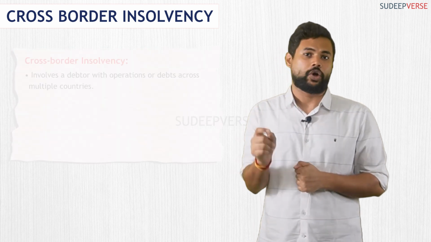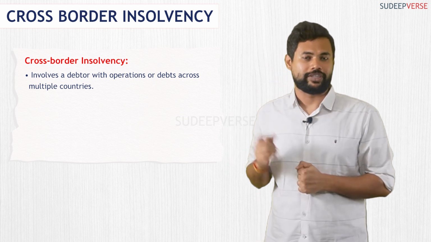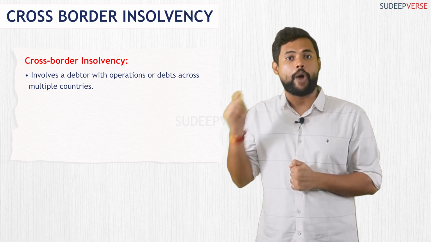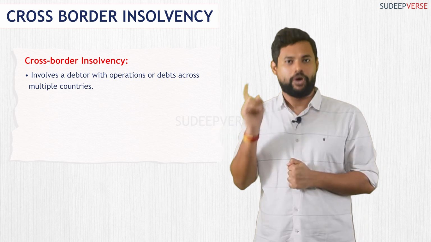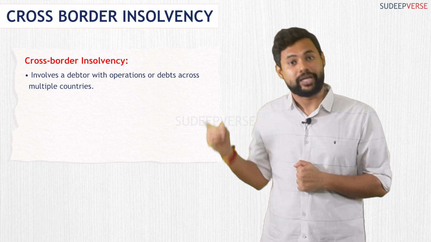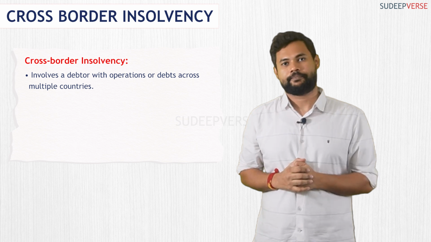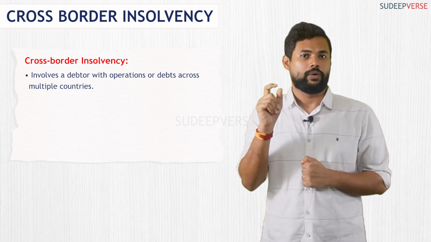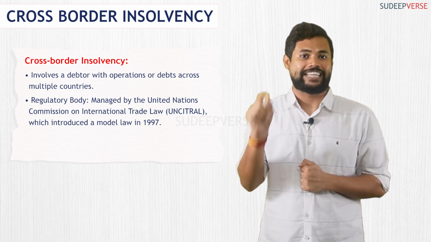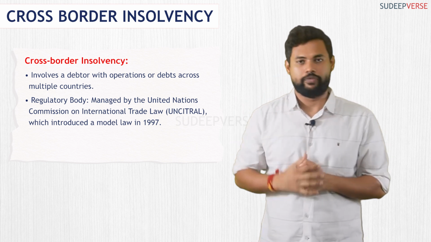Now, what is cross-border insolvency? Let us come to that. If you look at cross-border insolvency, it means that a debtor has operations in multiple countries, or a debtor has taken loans from creditors from multiple countries. Then this is known as cross-border insolvency. Now, who looks after this? The United Nations Commission on International Trade Law. This is the body that looks after cross-border insolvency.